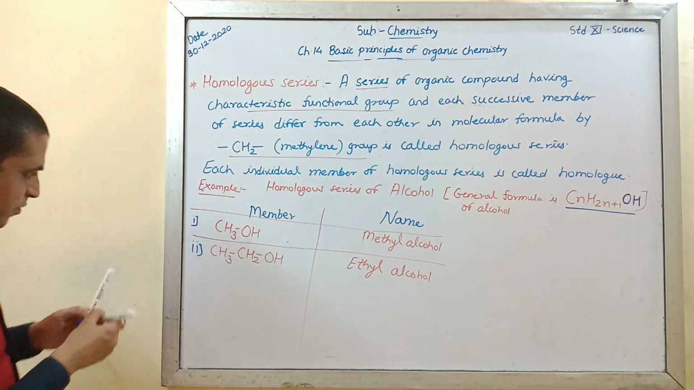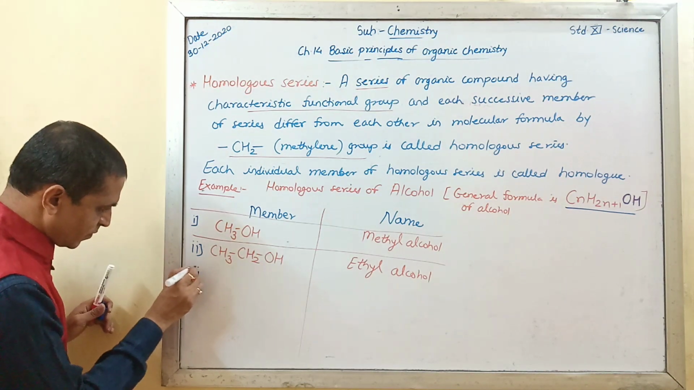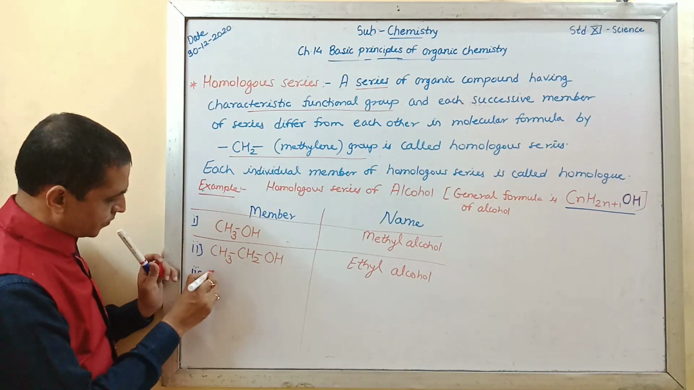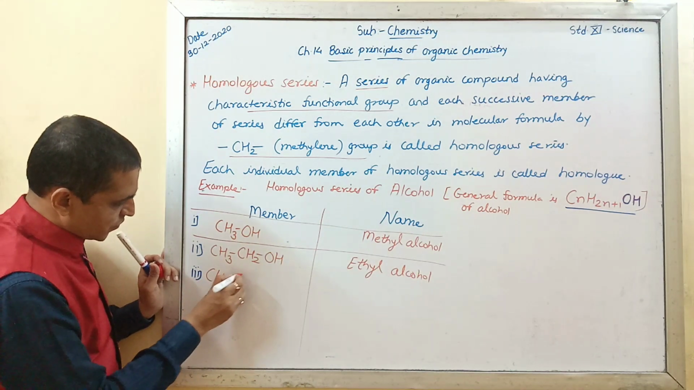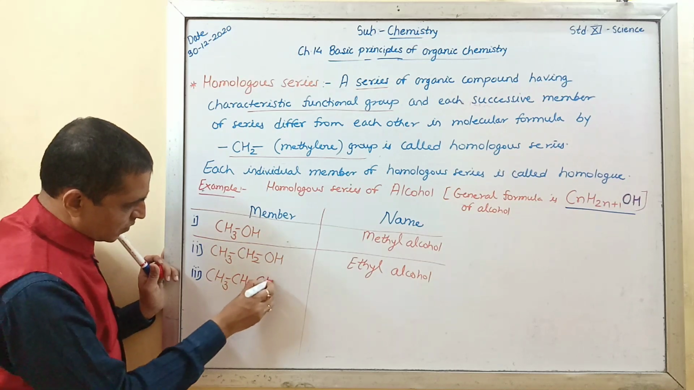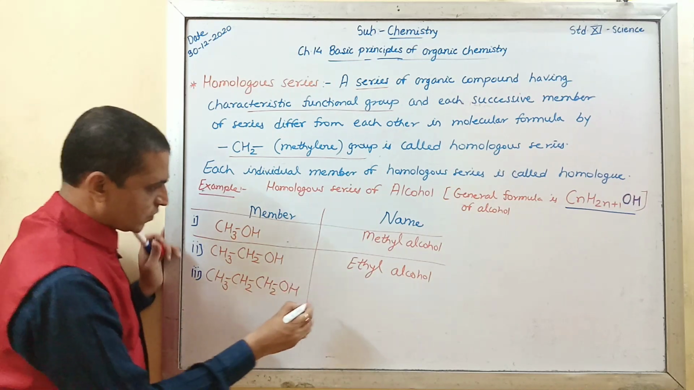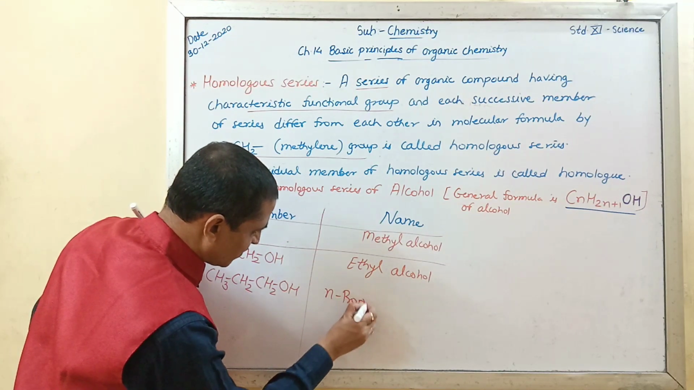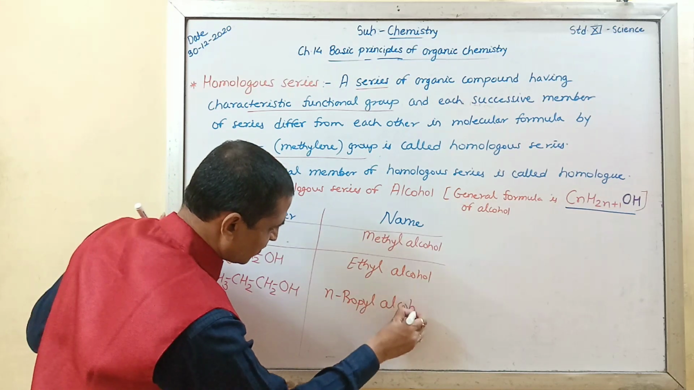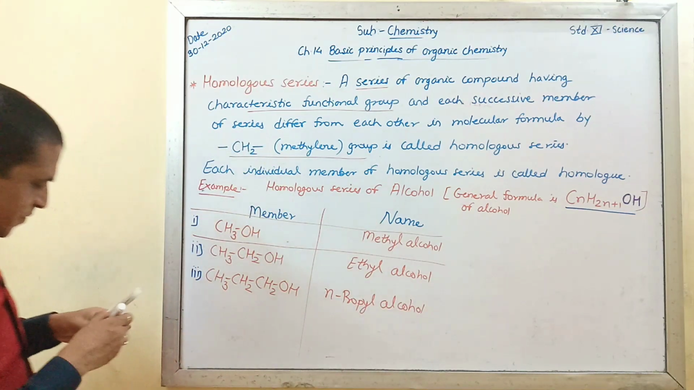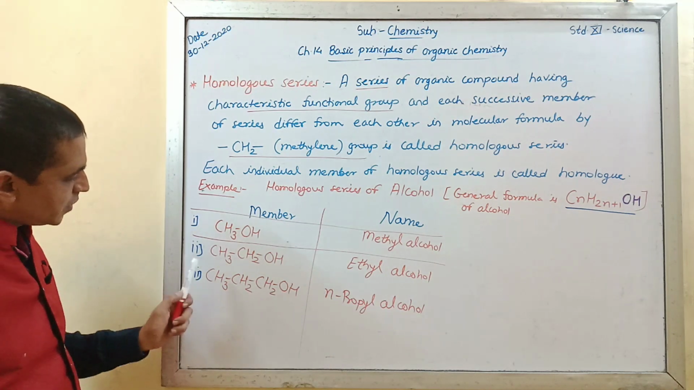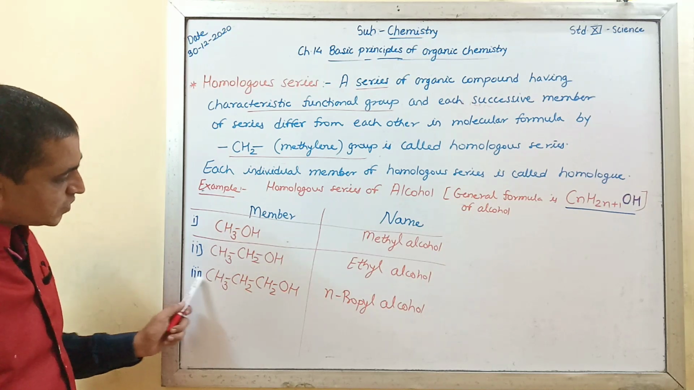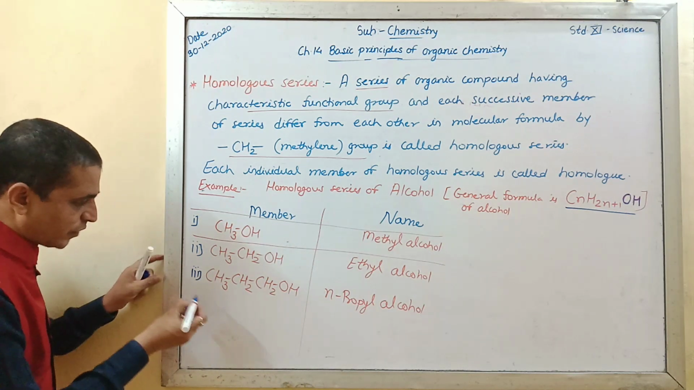Now see the third one. Again you must add a CH2 group: CH3, one CH2, another CH2. So its name is what? N-propyl alcohol. N means normal. If any carbon chain contains more than 2 carbon atoms in a chain, then you put N.